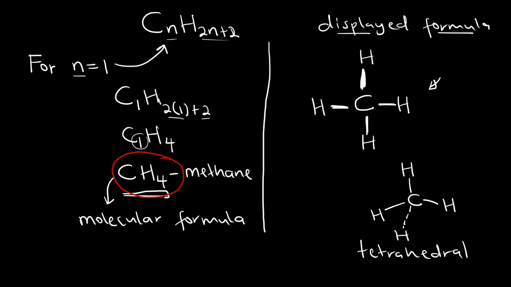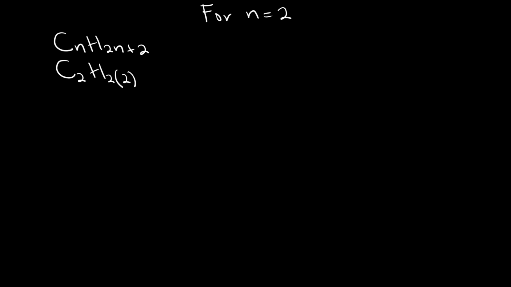Let us have a look at a different alkane where n is equal to 2, and see what we can obtain. For n is equal to 2, we shall still use our general formula for alkanes, which is CnH2n+2. On substituting, we shall have C2H(2 times 2 plus 2). We shall have C2H, 2 times 2 is 4, plus 2, which is 6. So this is the second alkane.